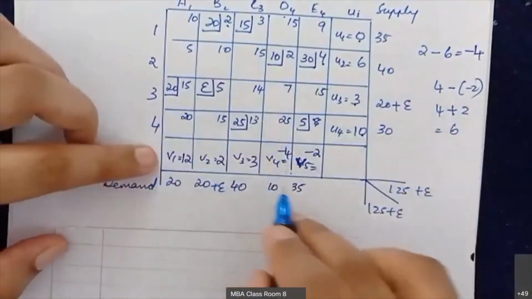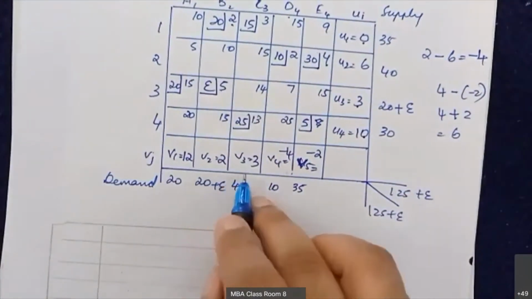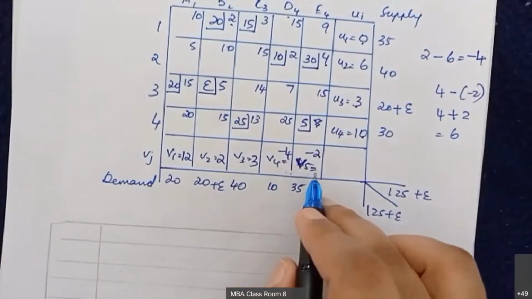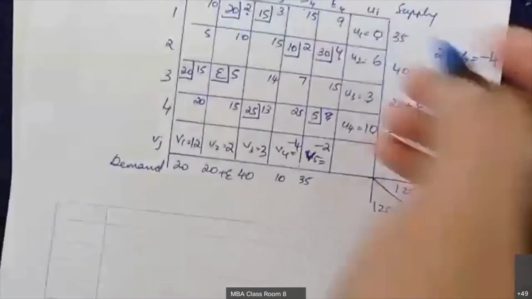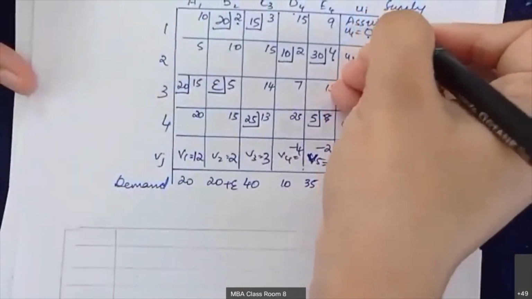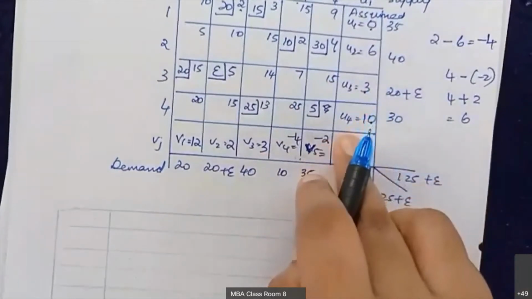Now we have got all the values. V1 is equal to 12, V2 is equal to 2, V3 is 3, V4 is minus 4, V5 is minus 2. Again, U1 is equal to 0, that is our assumed value. U2 is 6, U3 is 3 and U4 is 10.